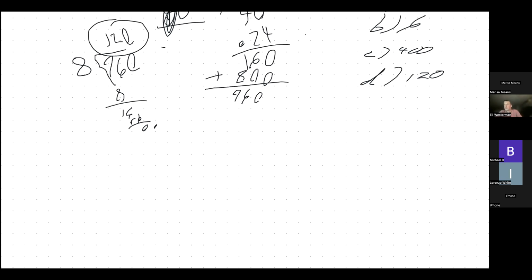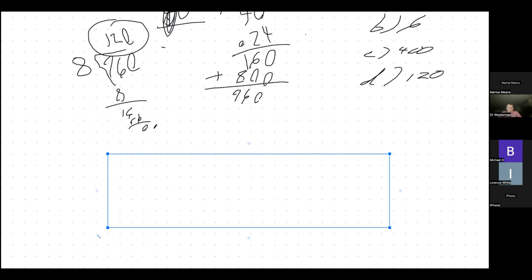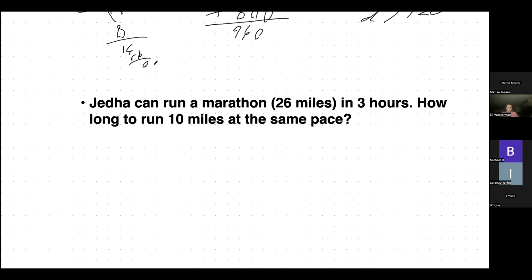Let's do this problem now. Now I want you all to try this as well. Oh dear. Wow, that is tiny. All right. Jetta can run a marathon, which is 26 miles, in 3 hours. How long will it take him or her to run 10 miles at this pace?